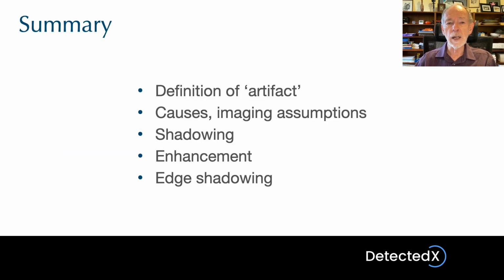So in summary, I've talked about the meaning of the term artifact and the general causes, and in particular the imaging assumptions. We've looked at three examples of attenuation artifacts: shadowing, enhancement, and edge shadowing.